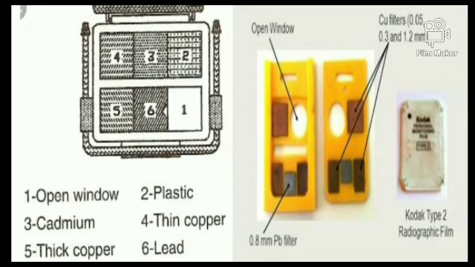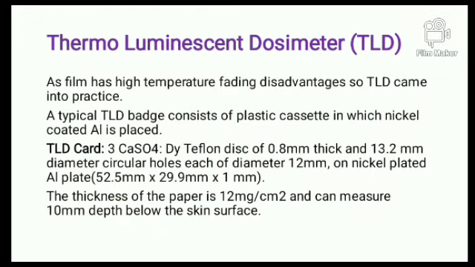So moving on, the advantage is that you can have a permanent record, but the film cannot be stored for a long term. We cannot store the film for long, and to measure the reading we need a dosimeter. So with all these disadvantages, we are moving to a new device, and that is the thermoluminescent dosimeter.